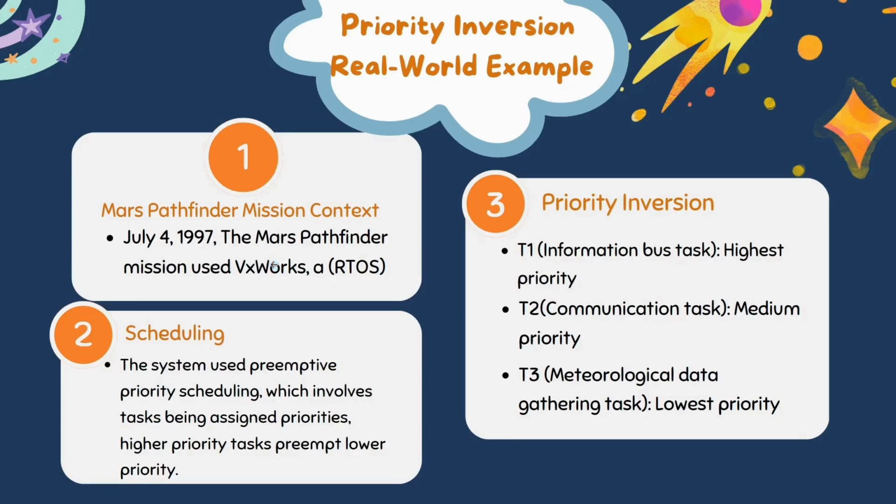And then second is scheduling. The system uses preemptive priority scheduling, which involves tasks being assigned priorities. Higher priority tasks preempt lower priority ones. And third is about priority inversion. T1 is the information bus task, which has the highest priority, T2 is the communication task with medium priority, and last is T3, the meteorological data gathering task with the lowest priority.